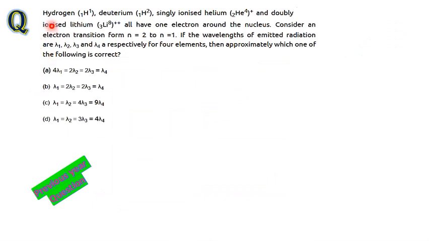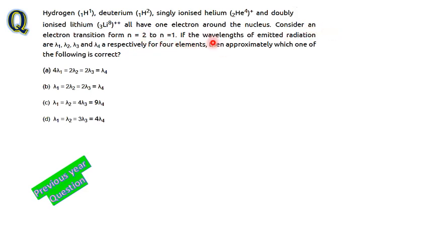The next problem: hydrogen 1H1, deuterium 1H2, singly ionized helium 2He4, and doubly ionized lithium 3Li8 (double plus). All have one electron around the nucleus, and consider an electron transition from 2 to 1. In all the cases, hydrogen, deuterium, helium, and lithium, the transition from 2 to 1 is going to happen.